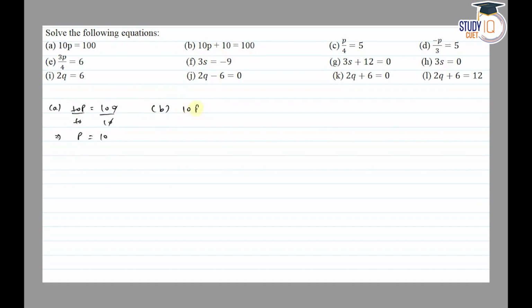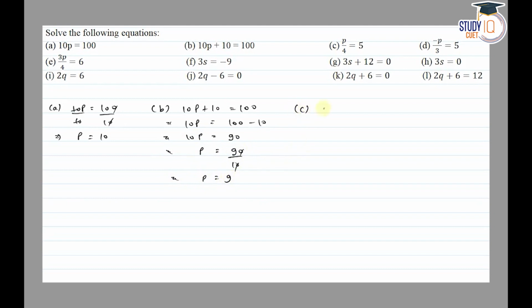So 10p plus 10 is equal to 100. Then 10 को इधर shift कर देंगे, so हो जाएगा 10p is equal to 100 minus 10. So 10p is equal to 90. Then p is equal to हो जाएगा 90 by 10. So 10 को इधर shift करेंगे, so हो जाएगा 90 by 10. 0 से 0 cancel out हो जाएगा. So p is equal to 9.